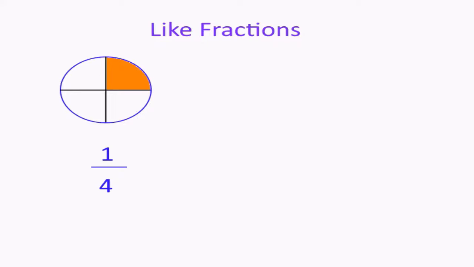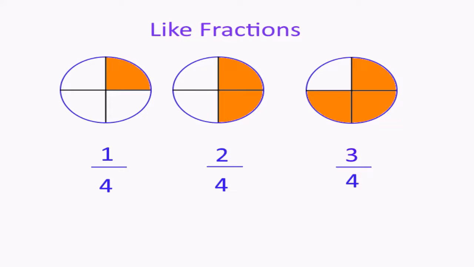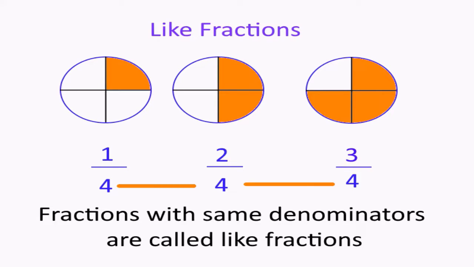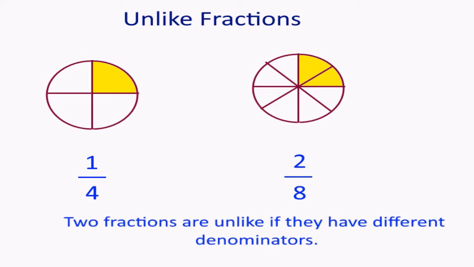Look at the figures and the fractions. On observing, we can find that all the fractions have the same denominators. Fractions with the same denominators are called like fractions. Look at the images in the fractions. Two fractions are unlike if they have different denominators.